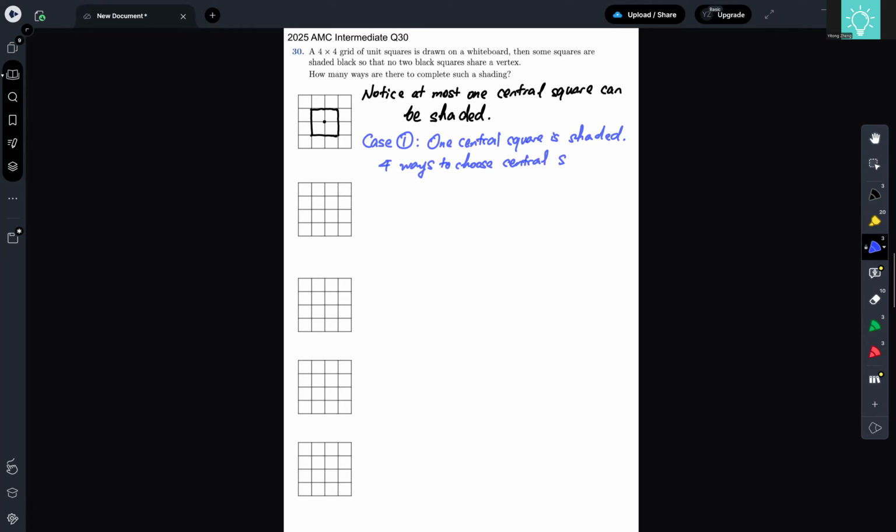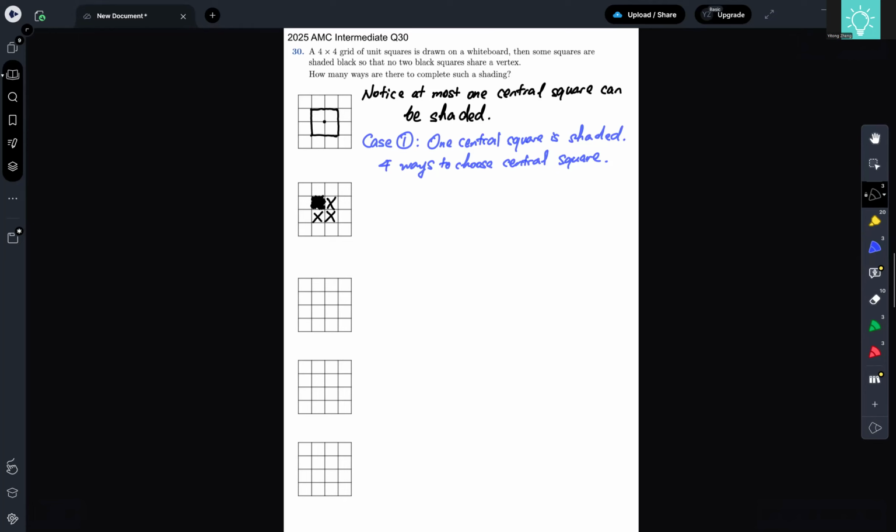And again, by symmetry, for each of these four ways, there should be the same number of shadings. So just without loss of generality, I'm going to choose to shade in this one, the one on the top left. Because only one of the central squares is shaded, I cannot shade any of the other central squares.